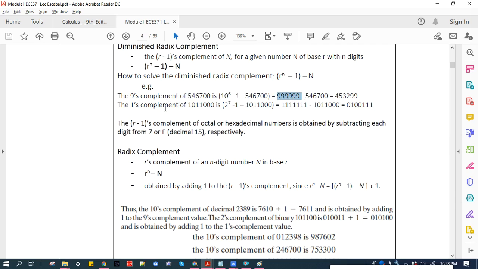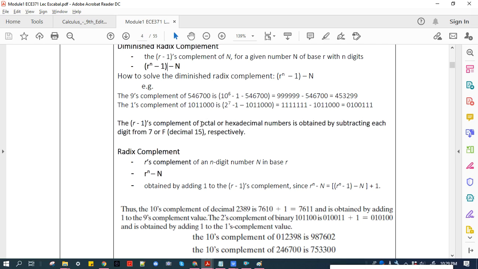For binary, r to the n minus 1 is also all ones, with the number of ones equal to the number of digits. If there are 7 digits in the number, then you have 7 ones for the r to the n minus 1. That's for decimal and binary.